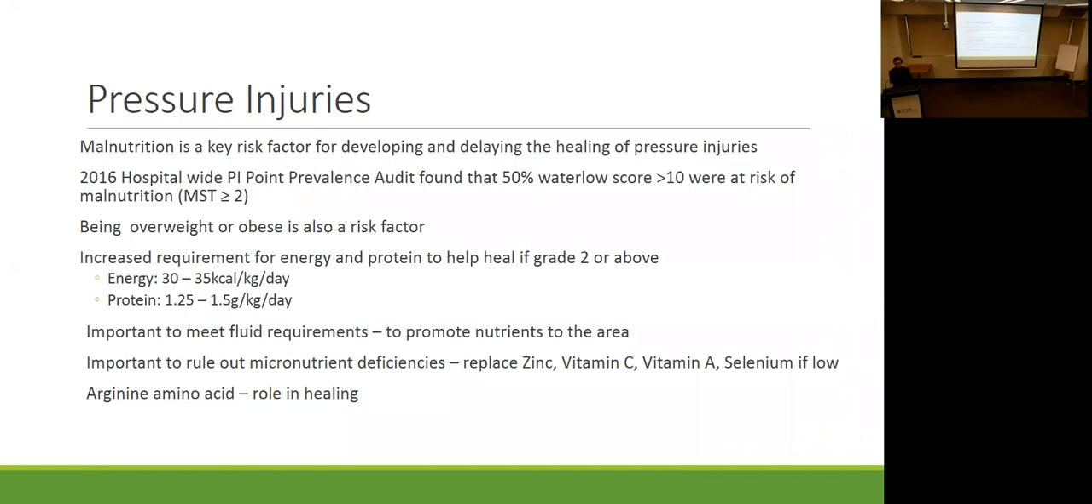Yes, burns patients have even higher needs for protein, so they'd be up to 2 grams per kilo of body weight because of the protein losses through the burns.